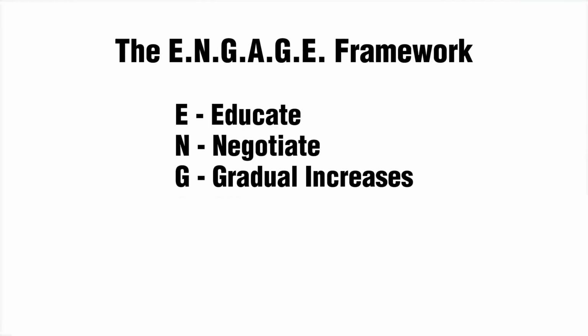G, gradual increases. Find ways to gradually increase equity over time with these two methods. Number 1, performance-based incentives. Introduce a system where equity grants can increase based on performance milestones or tenure. This approach motivates employees to perform well and stay with the company longer.